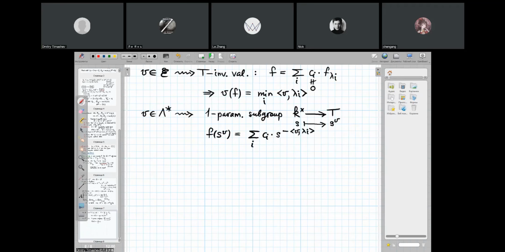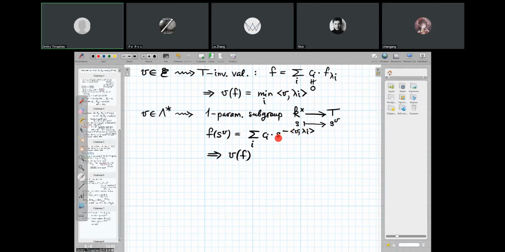So if you substitute a one-parameter subgroup in each Laurent monomial in n variables, you will get a Laurent monomial in a single variable, in a variable s. And now, what is the value of our evaluation v at the function f? The value is given by this formula. So we have to take the minimum of these pairings. The minimum of these pairings corresponds to the maximum of these pairings, which are the exponents in here.